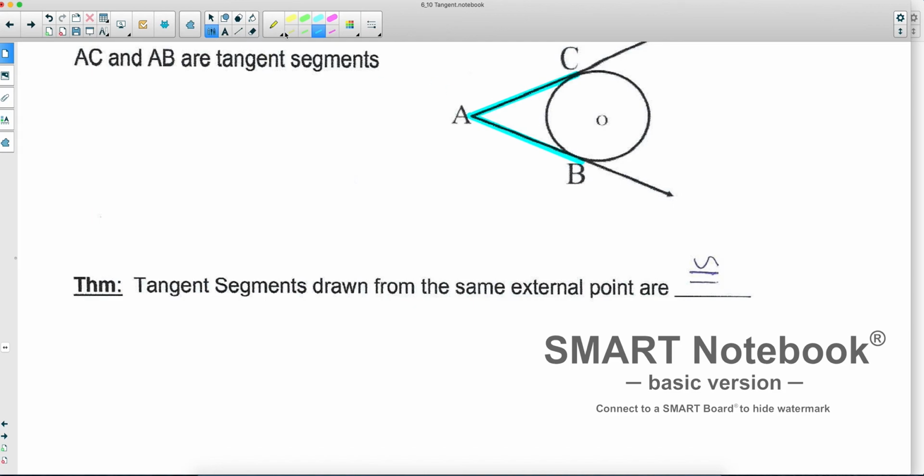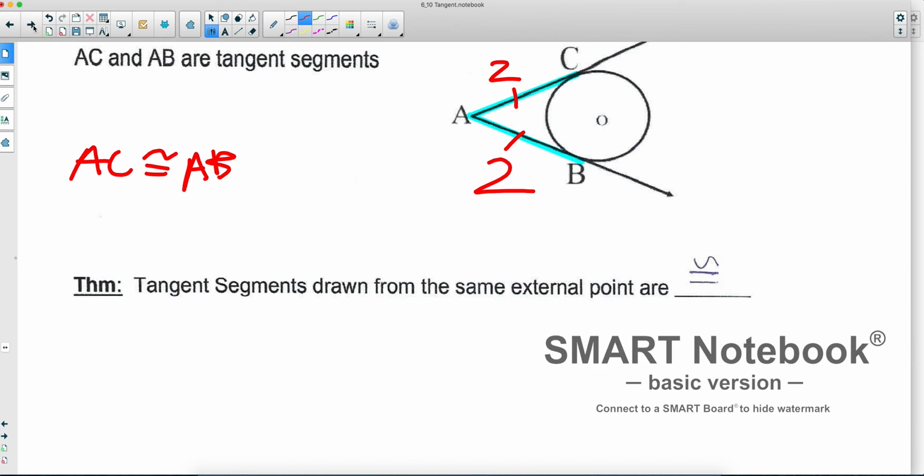So what that means is that AC is actually equal to AB, or AC is congruent to AB, right? So whatever the length of AC is, let's just say it's 2, well, then the length of AB is also 2. Okay, so you're talking about the same circle. If they share the same external point and they're tangent segments, then they are congruent. And I really like that theorem.